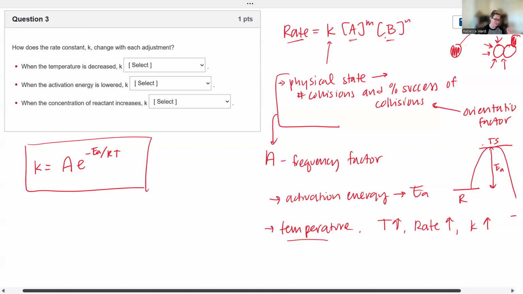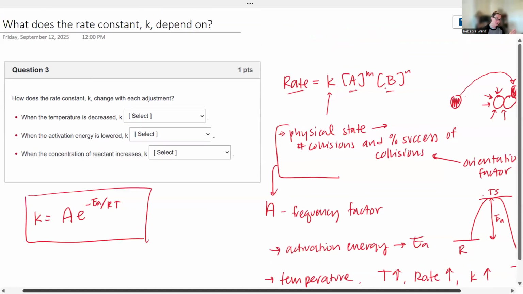Now, finally, I'm sure you're just like, can you answer the question? So this is, how does the rate constant K change with each adjustment? When the temperature is decreased, K decreases. It gets smaller. You could prove that to yourself mathematically. You could try changing the temperature and seeing what happens to K, but it's going to go down. When the activation energy is lowered, so when we have a smaller barrier, K should increase because it's going to get faster. So we must have a bigger K value. Here it would have been slower.